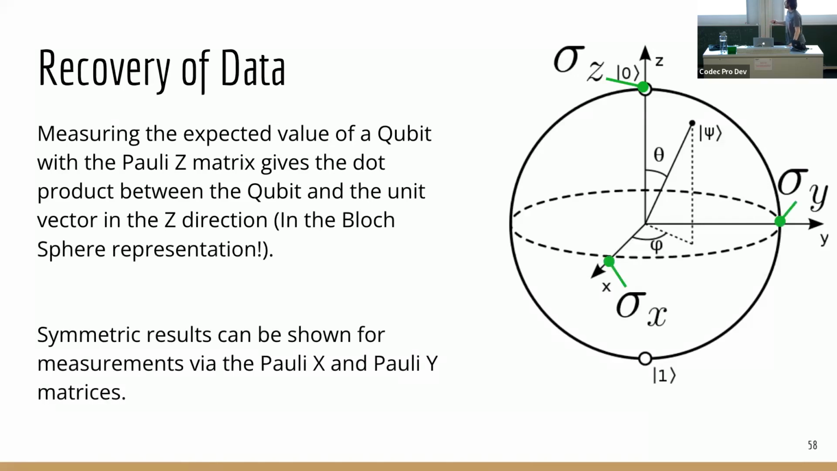And if you work through the mathematics, you can see that we actually have symmetric results for the Pauli Y and Pauli X matrices, namely that if we take an expected value with the Pauli Y observable, for example, it should actually be the projection of this point on the Bloch sphere onto the unit vector pointing in the positive direction on the Y-axis.